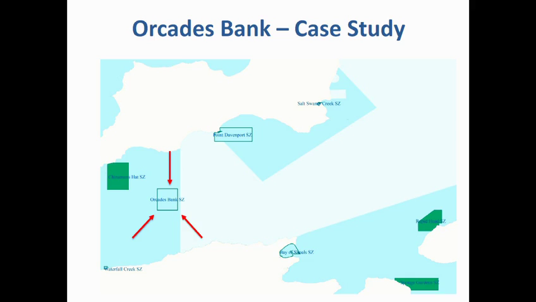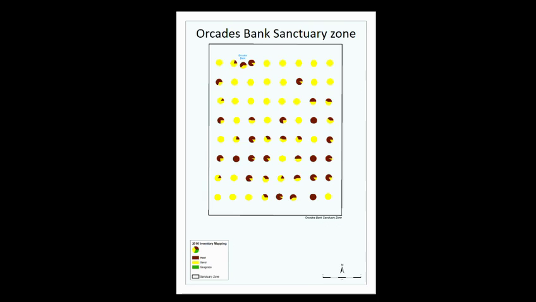This is the Orcades Bank. It's in between Kangaroo Island and York Peninsula. It was basically one of those areas that are unmapped because it's out in deeper water. That's not to say we didn't know anything about it. It was zoned as a sanctuary zone based on information that there's a feature out there. That feature is important in the spawning of King George whiting. But we didn't know a whole lot more than that.